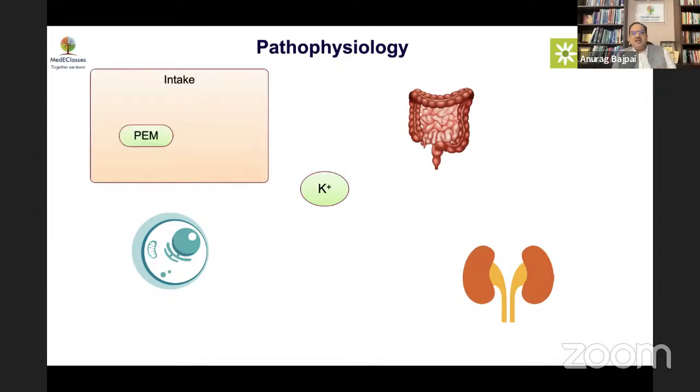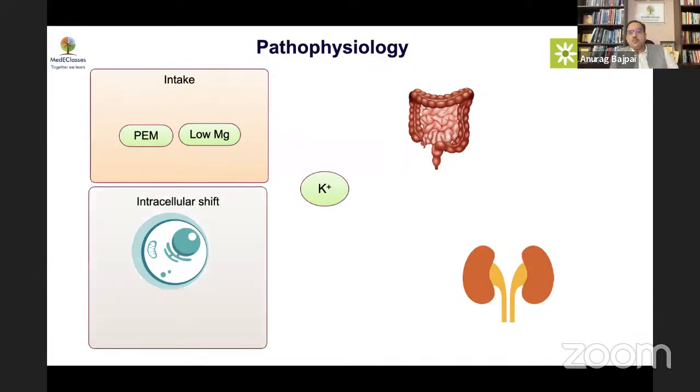If somebody is taking less amount of potassium, it's very unlikely to develop hypokalemia. But if there is associated hypomagnesemia, and as I said, if you have hypomagnesemia, the renin, angiotensin, aldosterone system will go up, and any intracellular loss of one ion will cause loss of others. It will cause significant hypokalemia in that scenario.